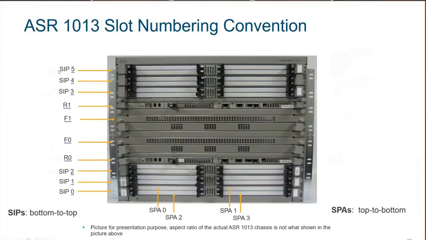So slot numbering: when you see the chassis like this, it's very important to number the slots, because if there is some scenario wherein you will have to remove any particular module and place it back, you will need to know which module exactly to remove from the physical view. So the numbering goes like this.